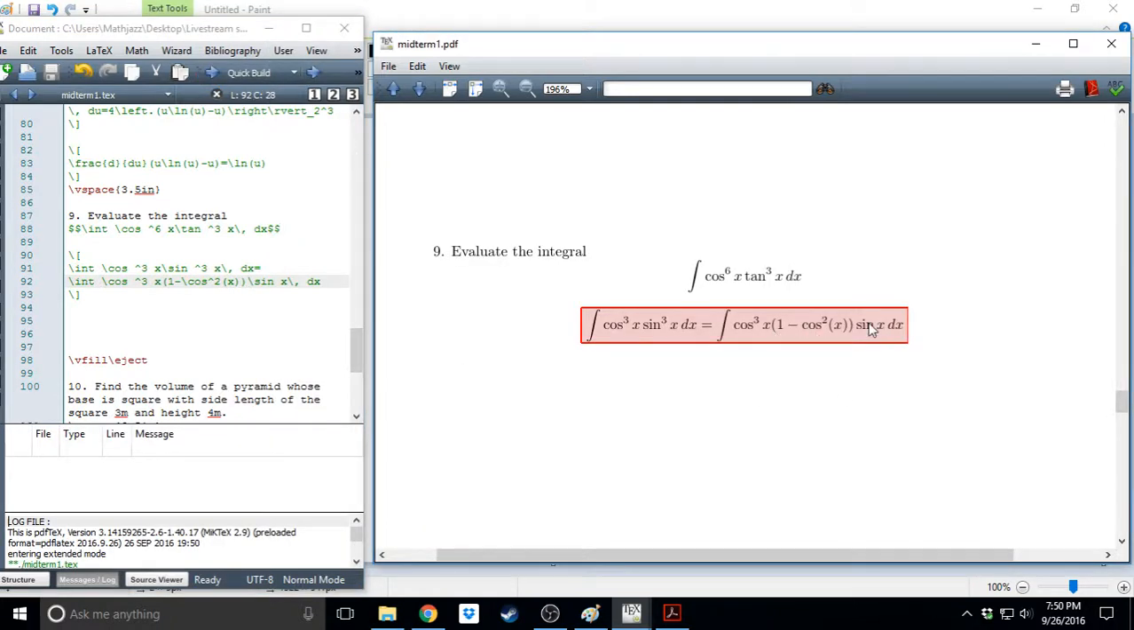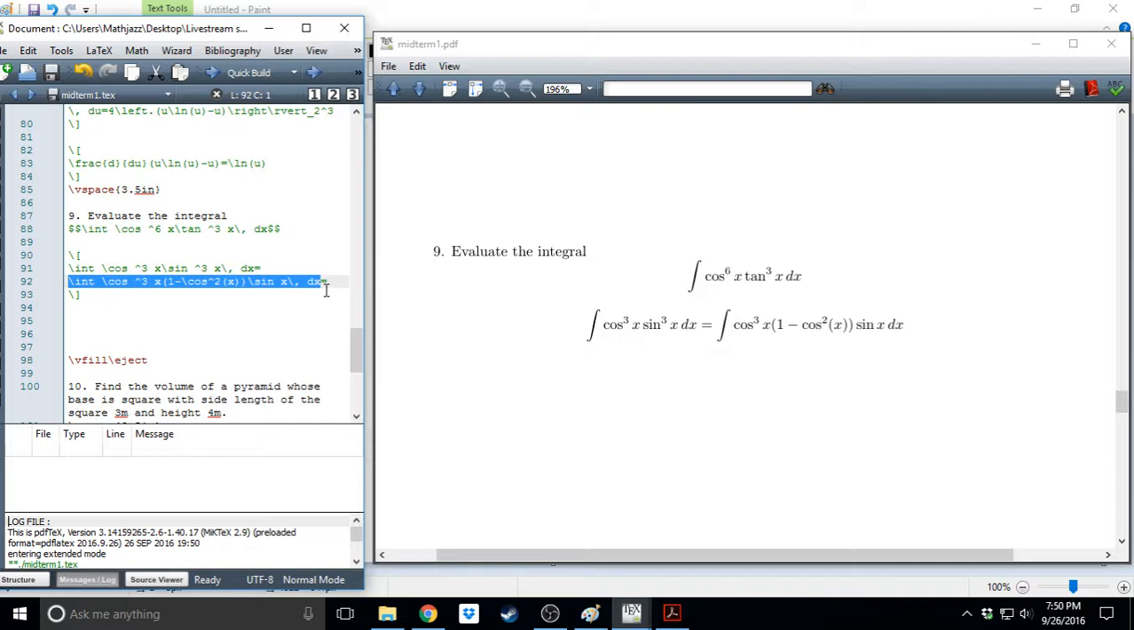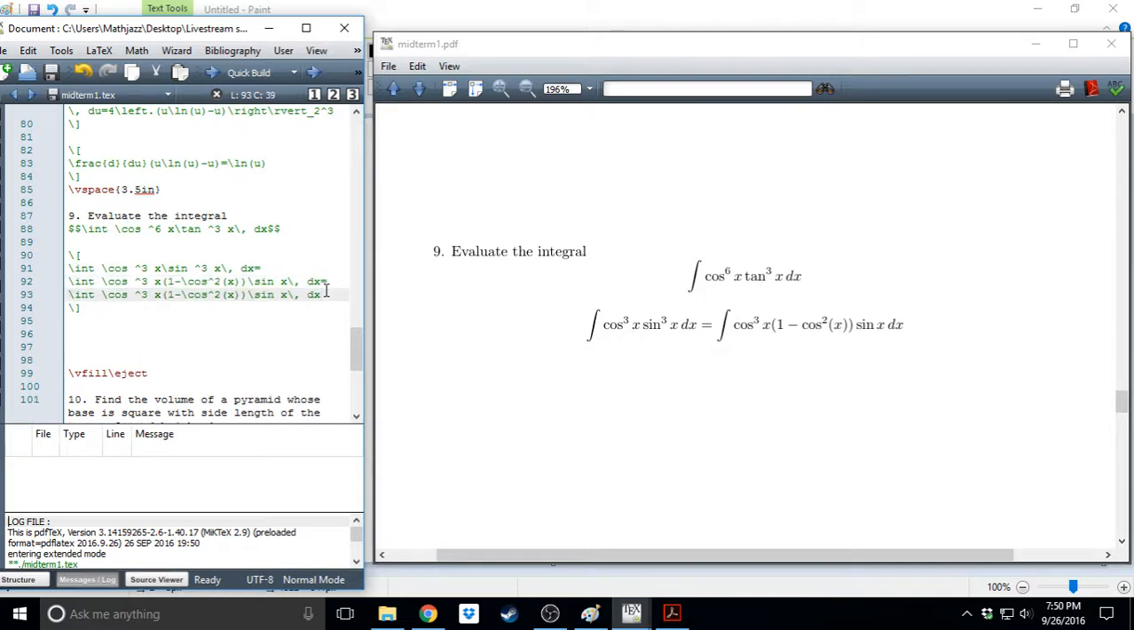Okay, so this is what we get. When we multiply that out, we get cosine cubed minus cosine to the 5th, everything times sine. I like having the parentheses around.